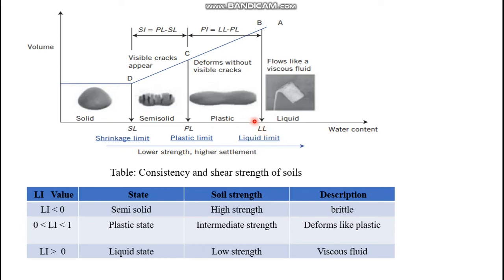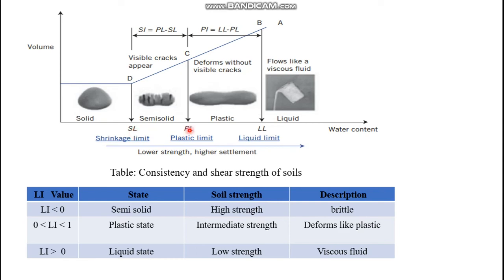Further reduction in water content will cause the soil to behave as a plastic material. You can mold it with your hand. It shows deformation. But further reduction in water content will reach a point at which the soil will show visible deformation cracks. This limit is known as the plastic limit. And further reduction in water content will lead to a limit at which the soil will no longer show a volume change. This limit is known as the shrinkage limit.